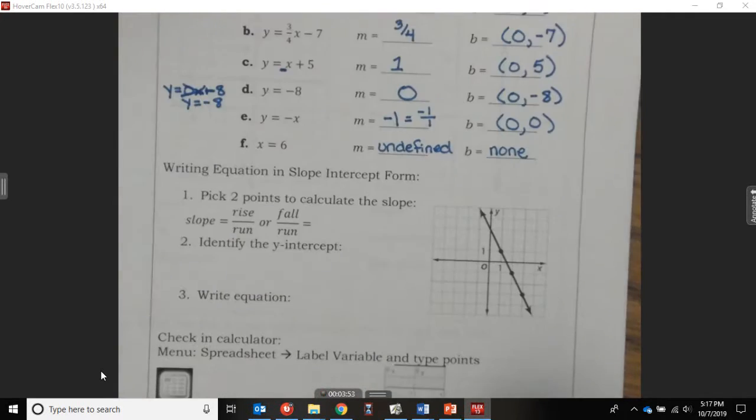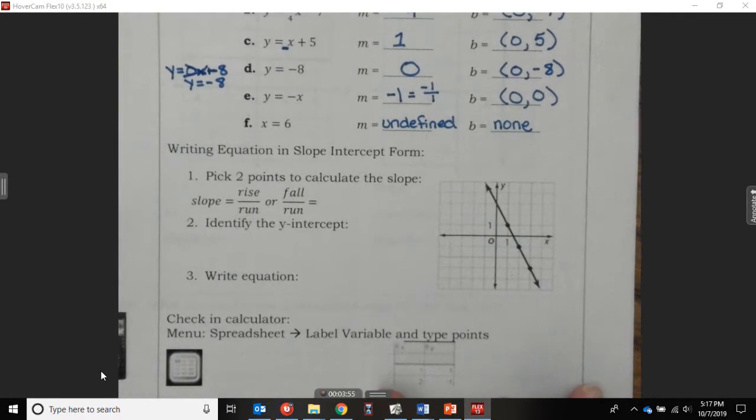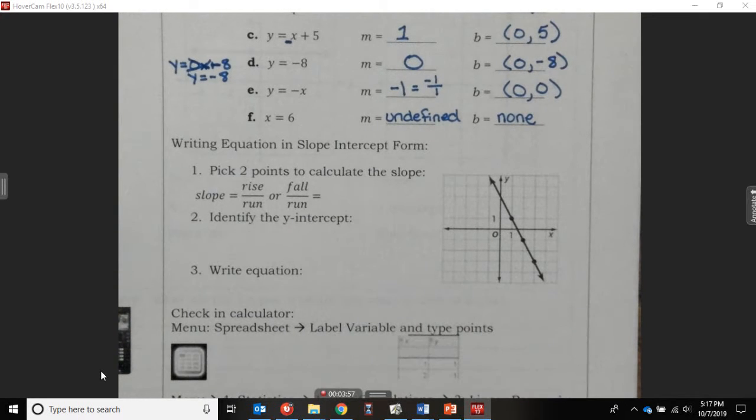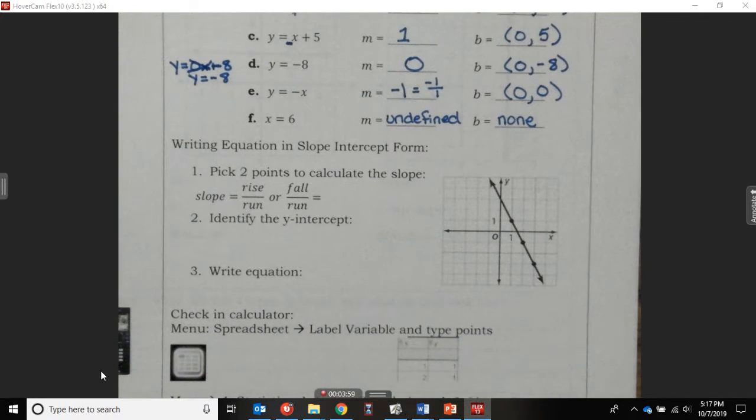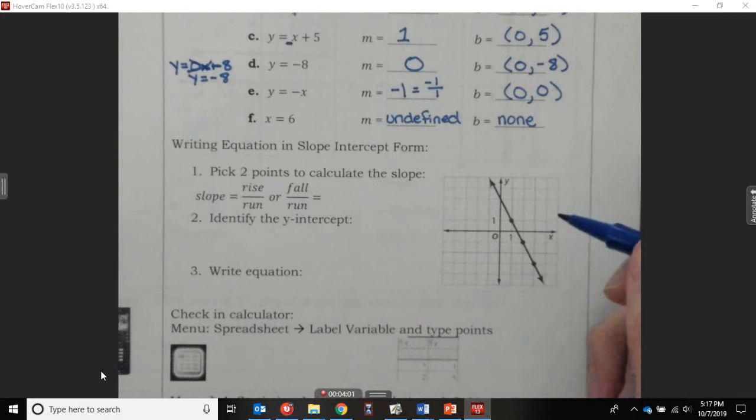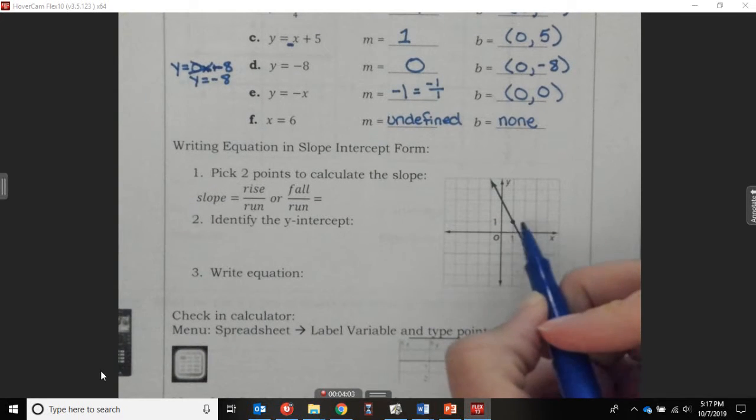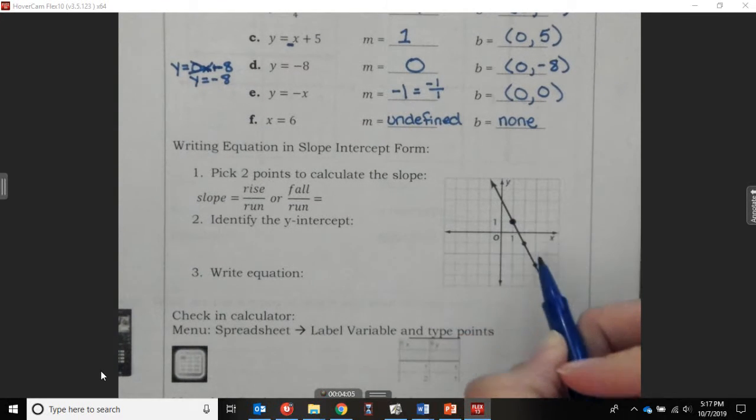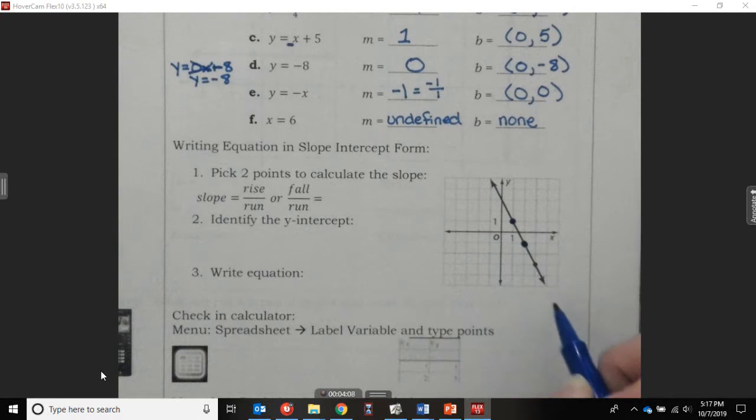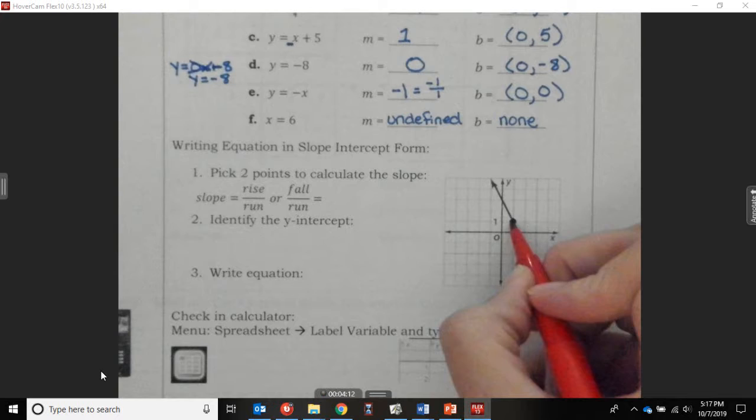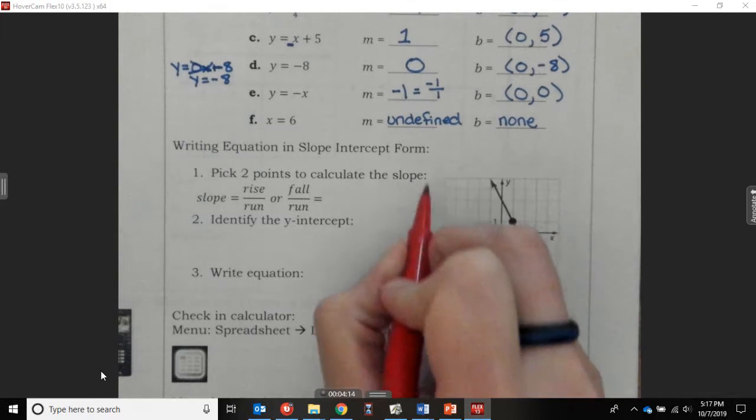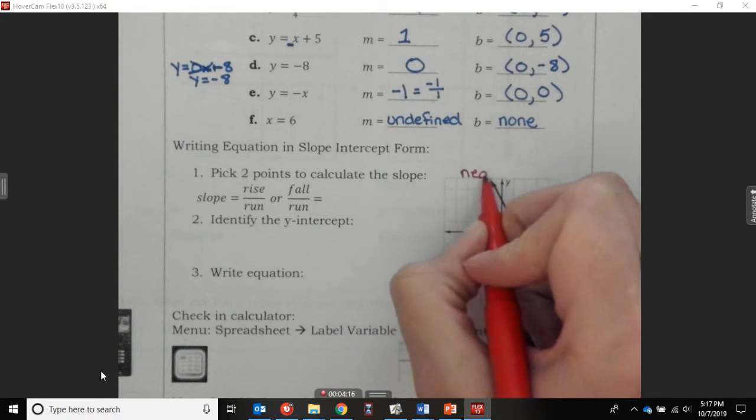Okay, we are going to calculate slope by looking at a graph. When we talk about slope from a graph, we need 2 points. It doesn't matter what 2 points you pick. You just need to pick them. So here's a point and here's a point, right? That's what I'm going to look at. And this particular graph is decreasing. It's a negative slope.